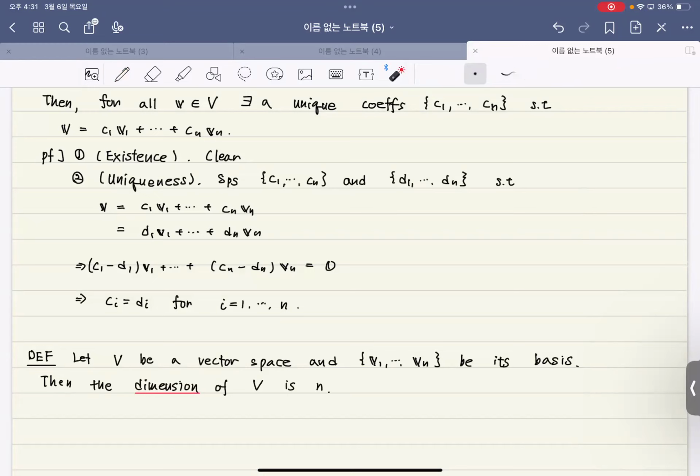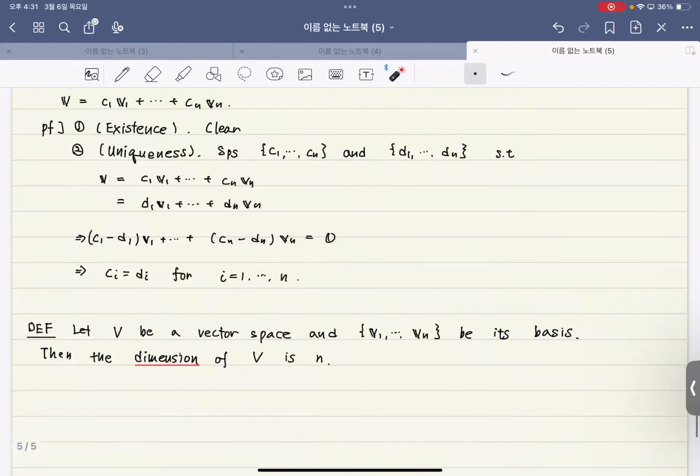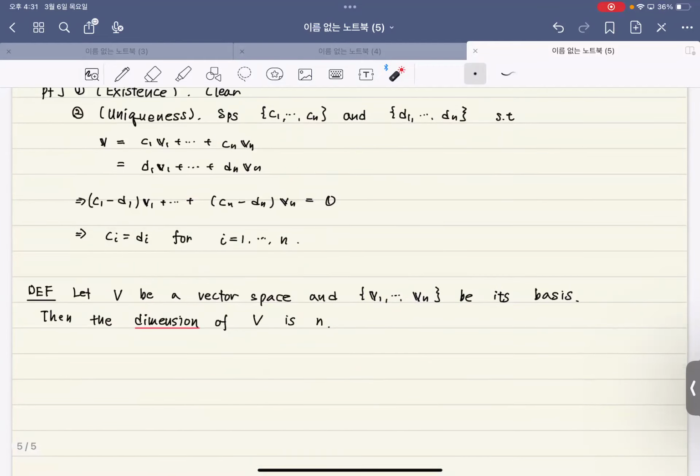So what is this? For any given vector space V, suppose that I have chosen some set of basis vectors. The choice of the set of basis can be different, so such a choice is not unique. However, the number of basis vectors is invariant. So this is something we call the dimension. This is the definition: the number of basis vectors is called the dimension of the vector space.